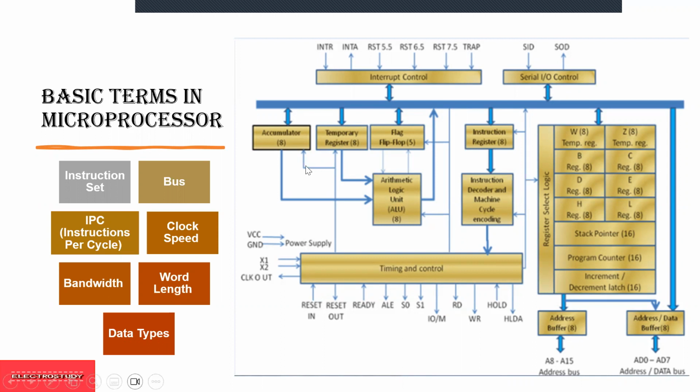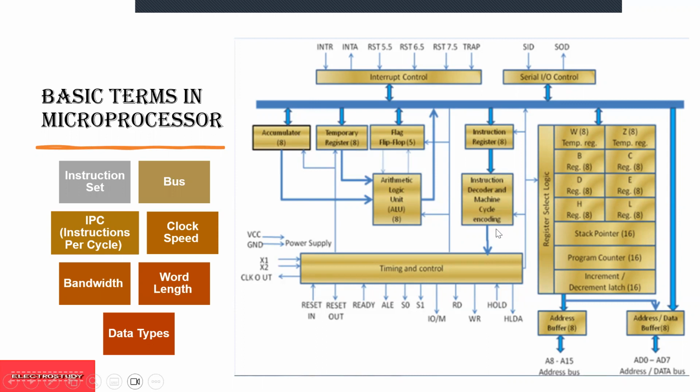Now here you can see there is a power supply which is also grounded, and you will have an oscillator, X1 and X2, which will give the clock timing, and you will have the accumulator, temporary register, and flag. The accumulator is the basic register which can store data, and there are a number of temporary registers which also store data. Here the arithmetic and logical operations are carried out.